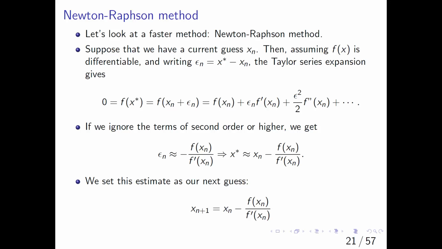The approximation for the true solution at the next step, n plus 1, will just be x n minus f of x n divided by f prime of x n. f prime here is just the derivative of the function with respect to x n. Okay. You see, this is how we look at the Newton method, the Newton-Raphson method. So this is the derivation of the Newton method.